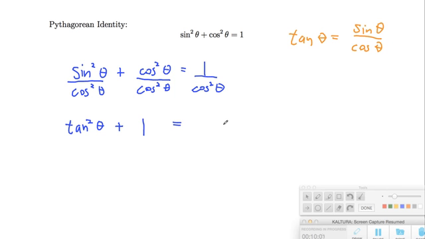And 1 over cosine squared. Well, remember that that's secant, right? Secant of theta equals 1 over cosine. So 1 over cosine squared is obviously secant squared of theta.